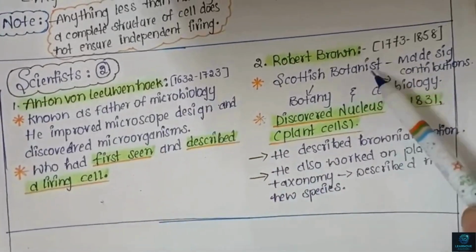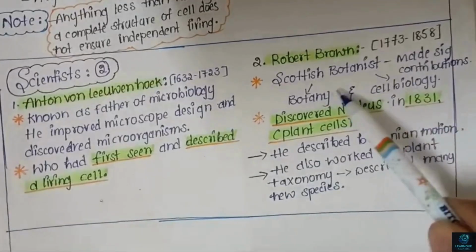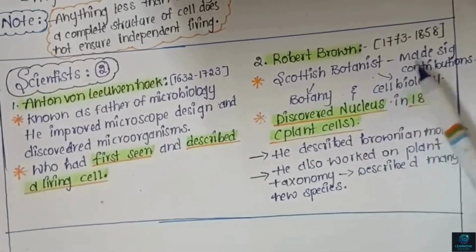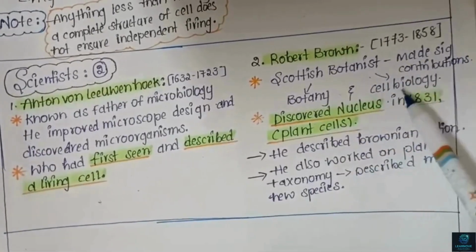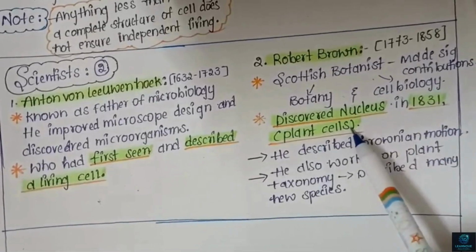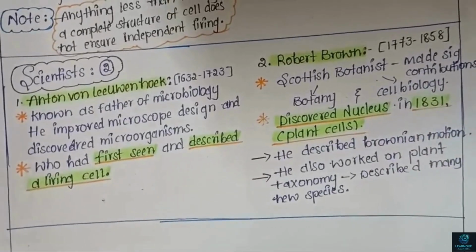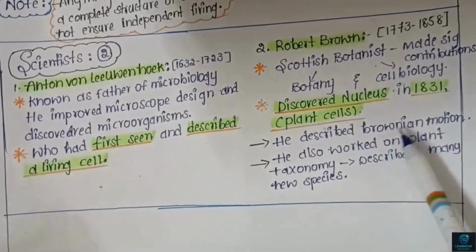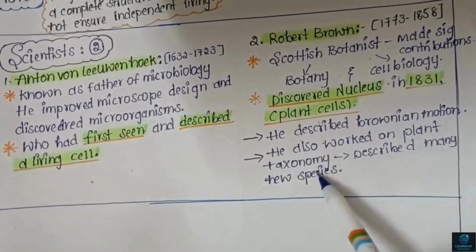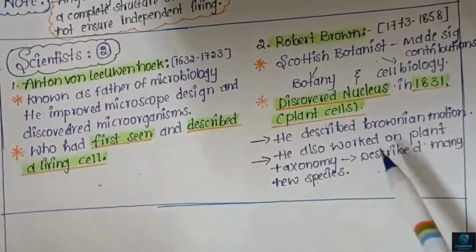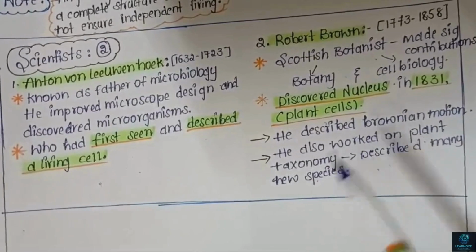Coming to Robert Brown, a Scottish botanist who made significant contributions in botany and cell biology. He discovered the nucleus in 1831 in plant cells. He also described Brownian motion, and he worked on plant taxonomy and described many new species.